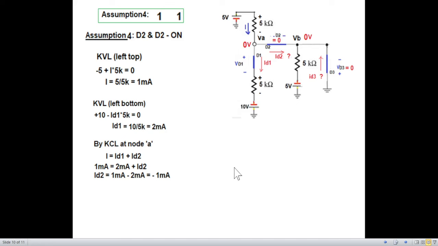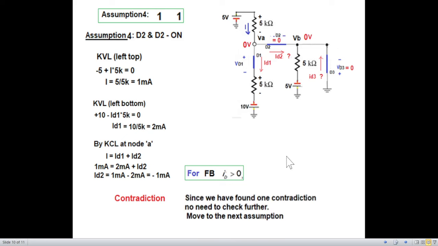Now what does this mean? That the current actually is not in this direction, rather it is in the reverse direction. So let's go to the condition now. For forward bias, ID has to be positive. We have assumed this to be forward bias, but ID is negative, therefore this is a contradiction. So the assumption 4 is not valid. We have found one contradiction, no need to check further.